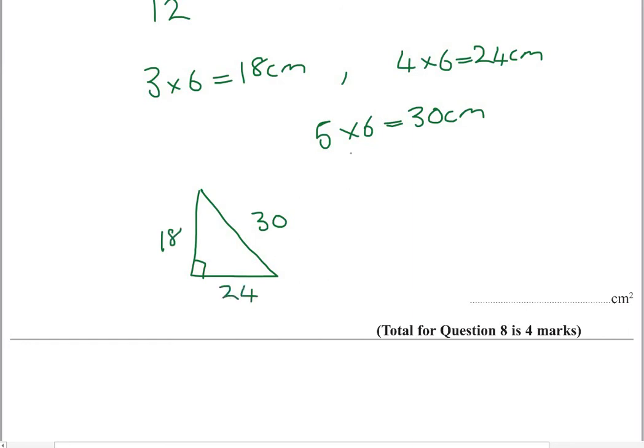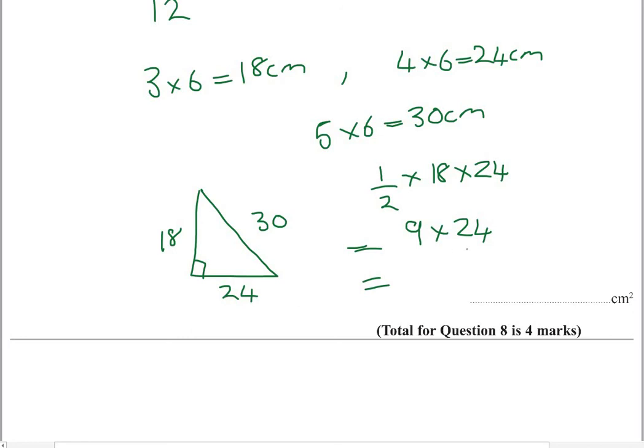Area of this triangle then is just half base times height. So a half times 18 times 24. So this is just 9 times 24.